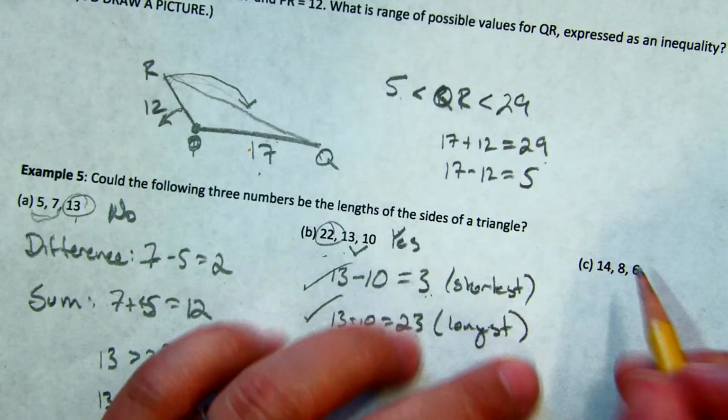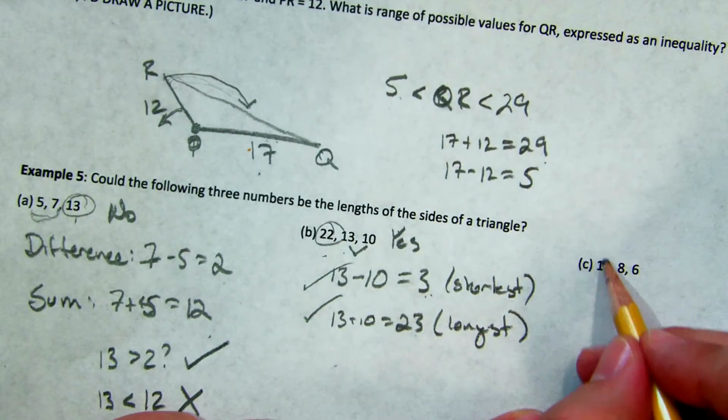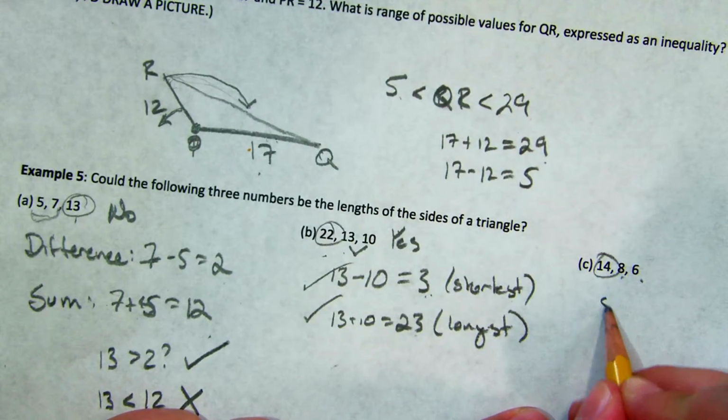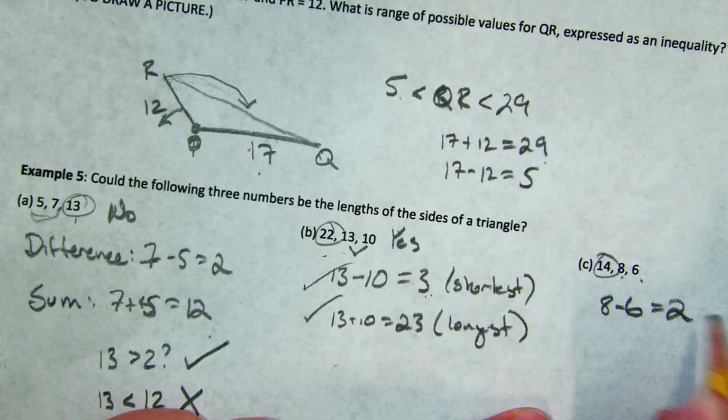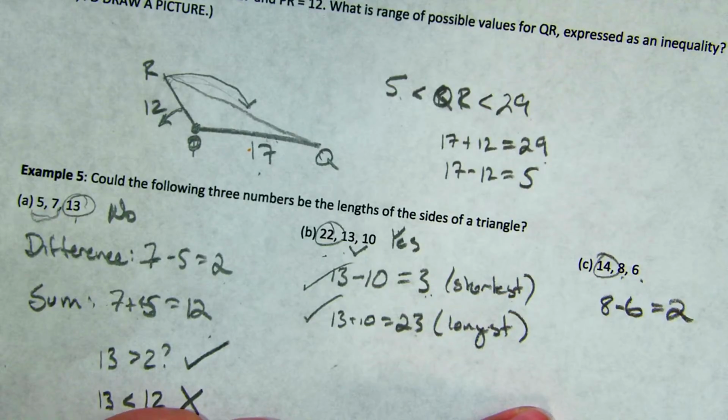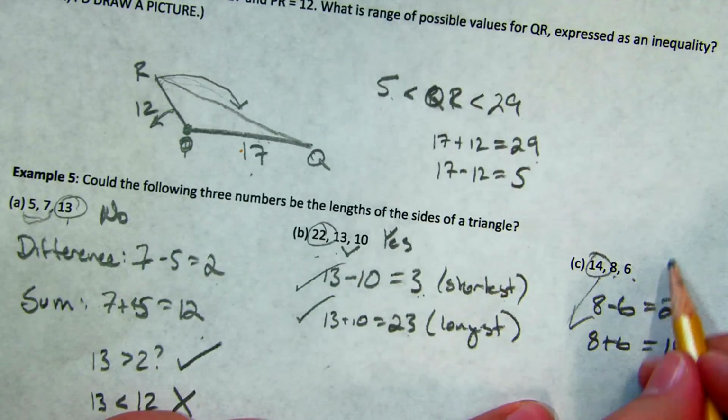Last one. 14, 8, and 6. I'll take my longest side. That'll be my third side. I'll use the other two as my shorter sides. So 8 minus 6 equals 2. And yeah, I always subtract the smaller one from the bigger one. Otherwise, I'm going to end up with a negative number. 8 plus 6 equals 14. So the shortest it could be is 2. The longest, it's got to be more than 2, and it's got to be less than 14. It is 14. Could these be the three sides of a triangle?